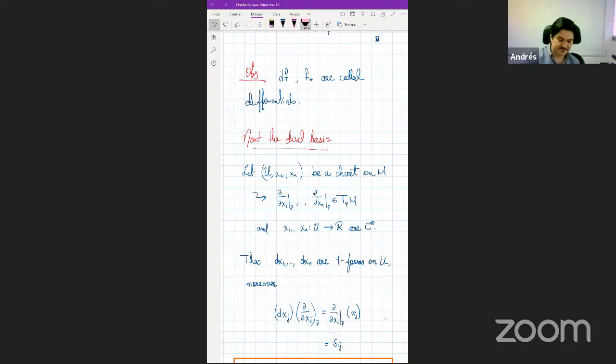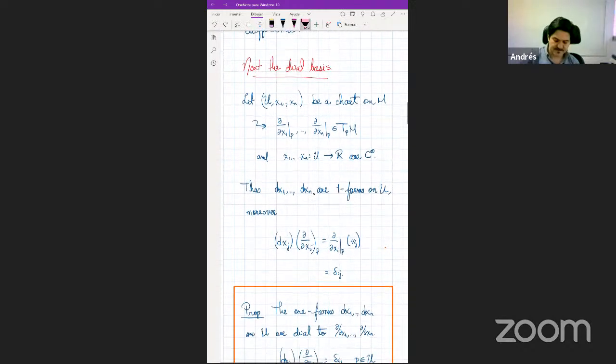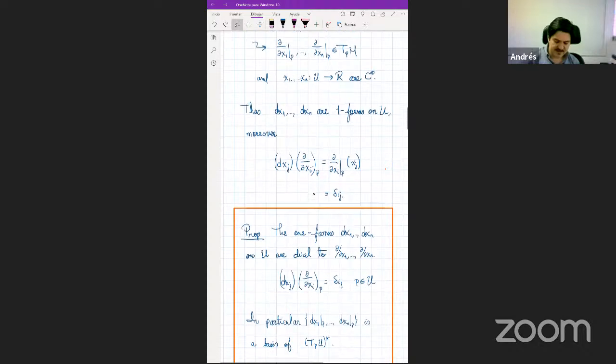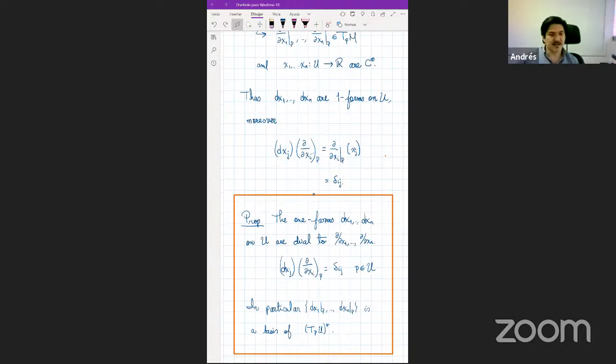Okay? And this is just a summary of what we have discussed. Once we fix a chart, we have coordinates. You know this very well. The xj are smooth functions, so then they define a one form. And it happened that this is a basis of the dual. Okay? And we have it like that.